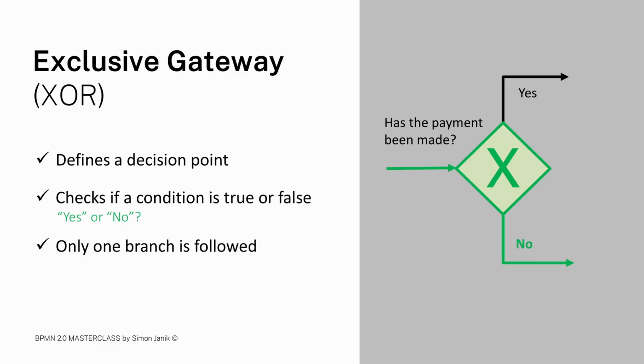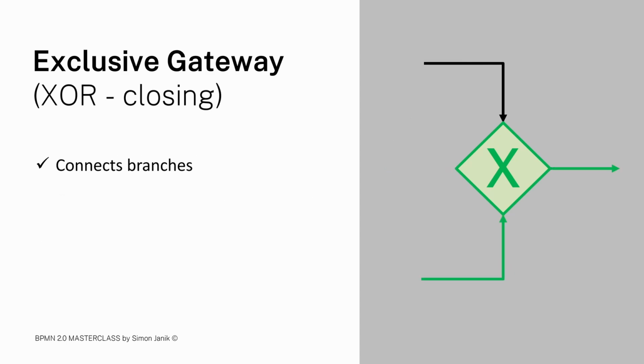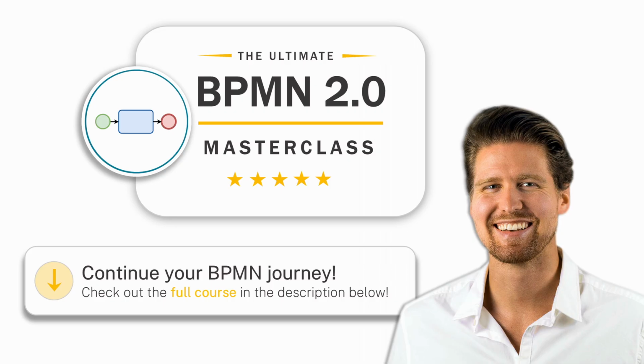In general, whenever a gateway splits the process into multiple paths, those paths can later be brought back together using a closing gateway. You'll learn later in the course when and how to use these closing gateways effectively. For now, just keep in mind that we distinguish between gateways that open up the flow and those that merge it back together.